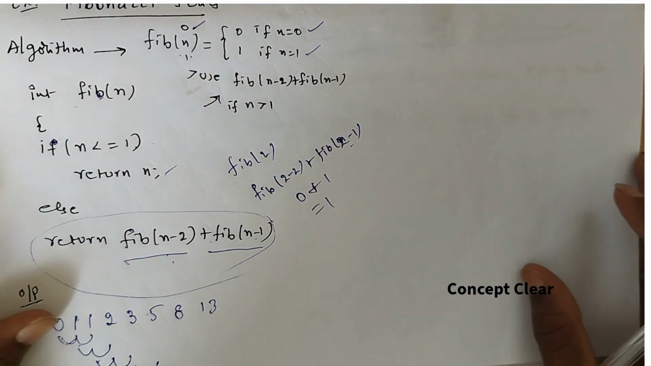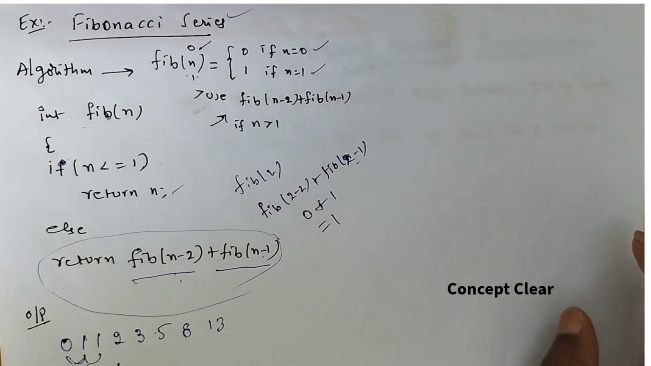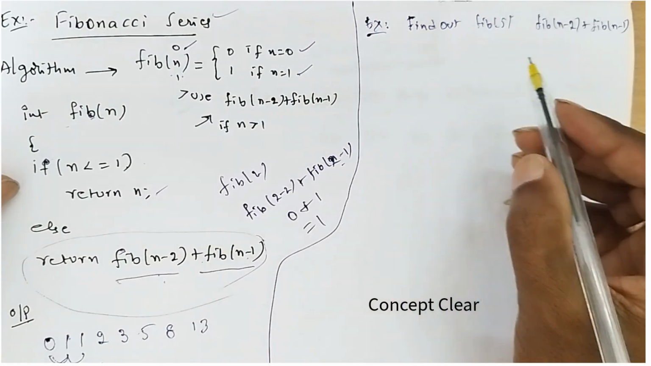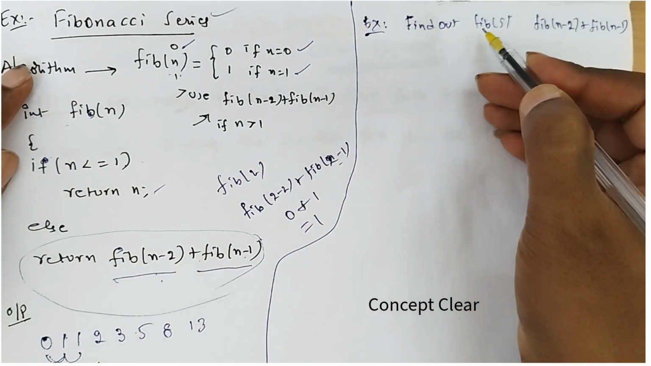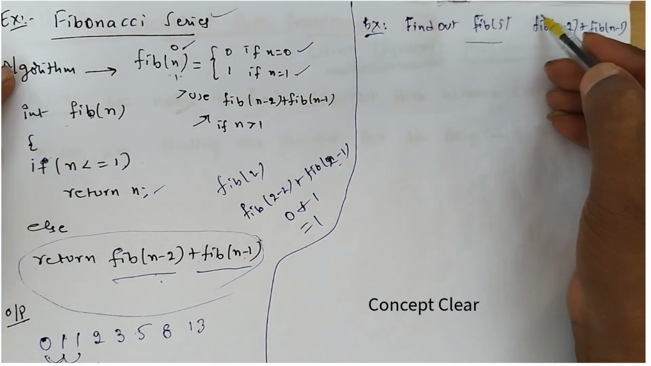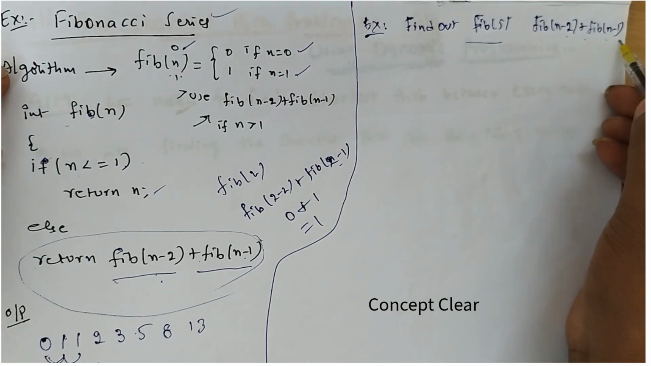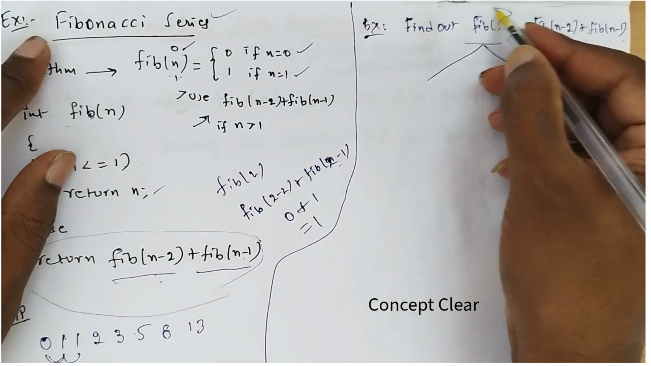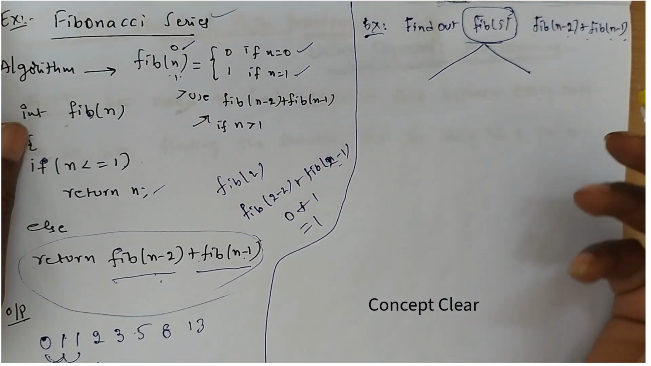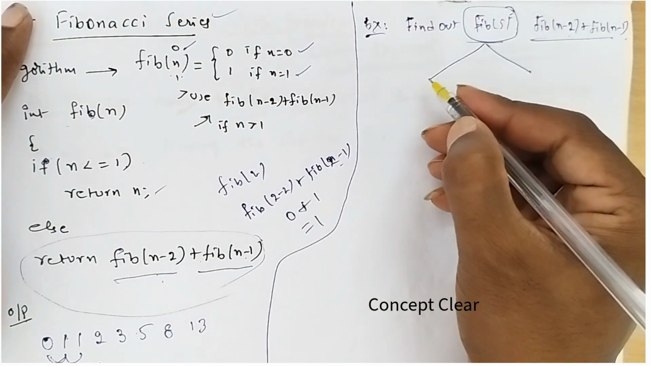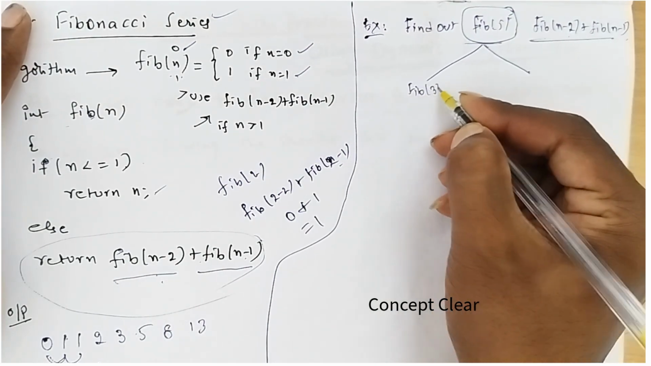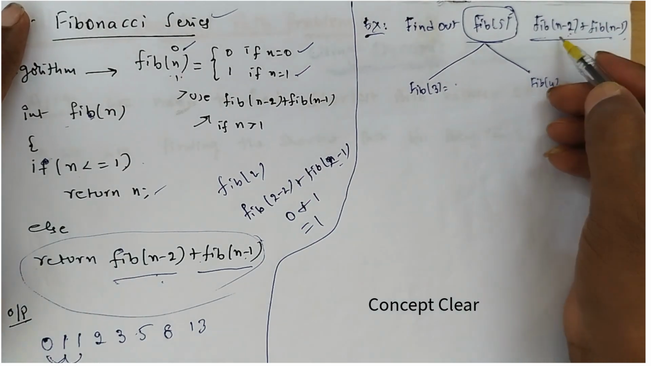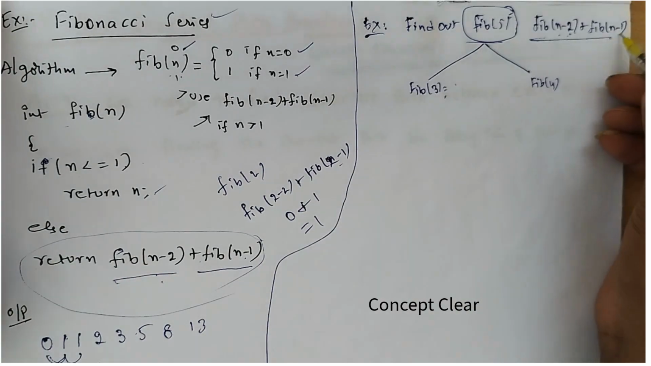Now, how is it possible in dynamic programming? See here, I am taking a Fibonacci series example. Find fib of 5. What is the formula? Fib of n minus 2 plus fib of n minus 1. So how are we splitting this problem? The problem is fib of 5, and it has to be divided into subproblems. According to this logic, 5 minus 2 is 3 and 5 minus 1 is 4, so we get fib of 3 and fib of 4.